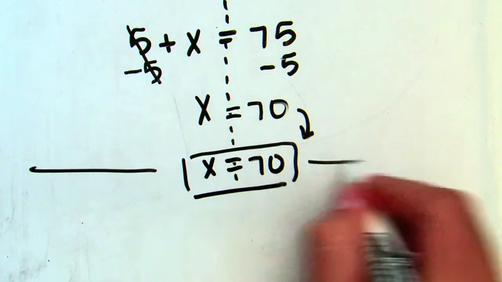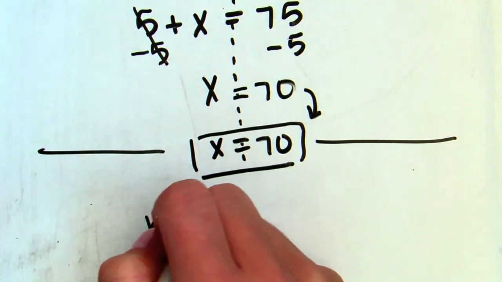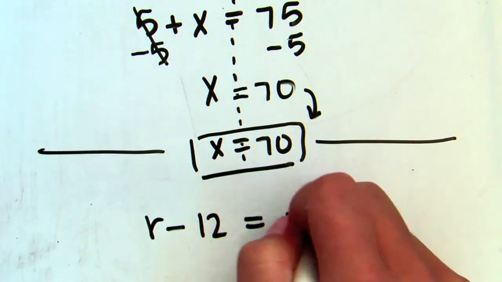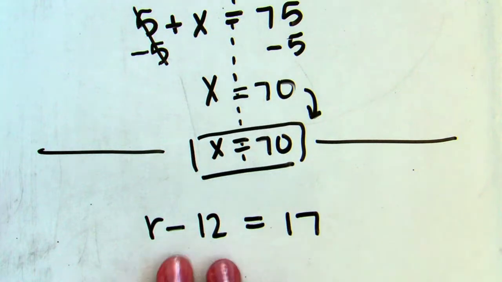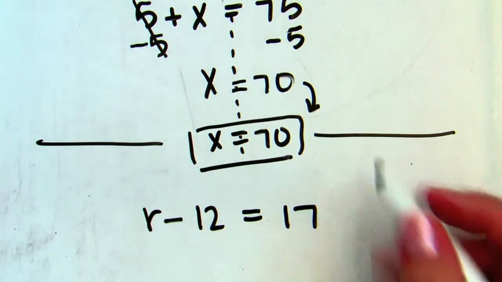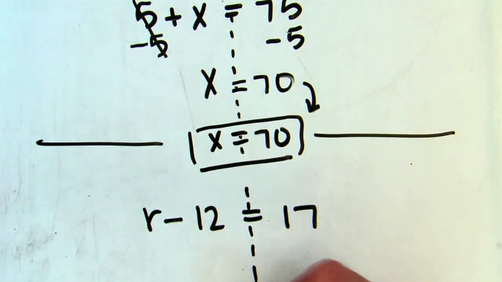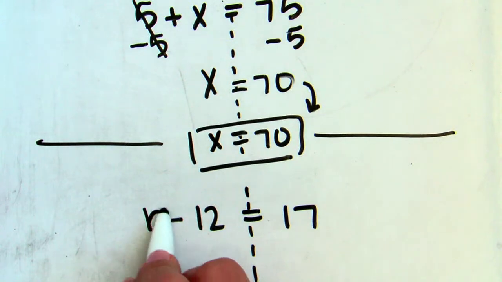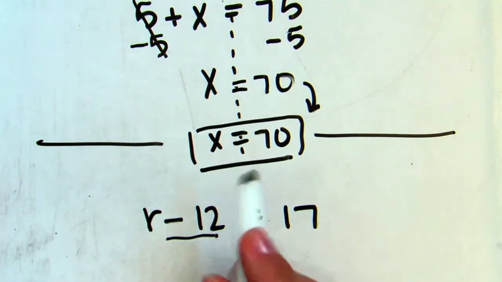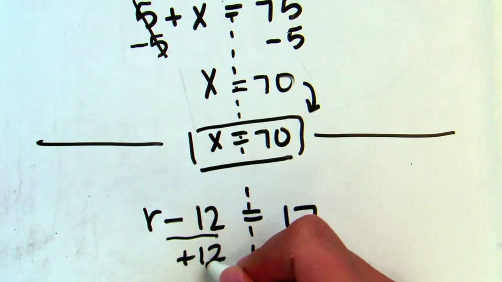What if we have something that says r, which is our variable, minus 12 equals 17? So we need to get r by itself. But we have a negative 12 in the way, or a minus 12. So to get r alone, we need to get rid of this guy. And since it says minus 12, the only way to zero it out is to add 12. Because negative 12 plus 12 is 0.